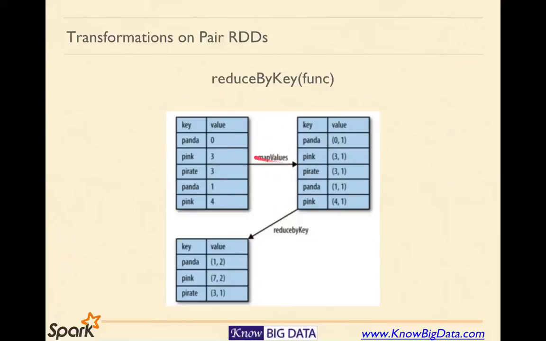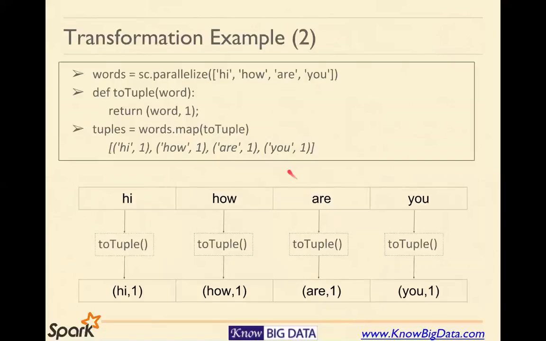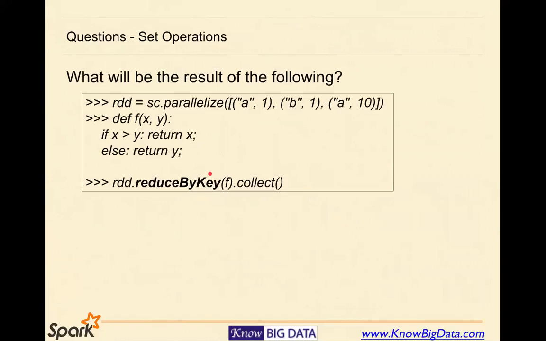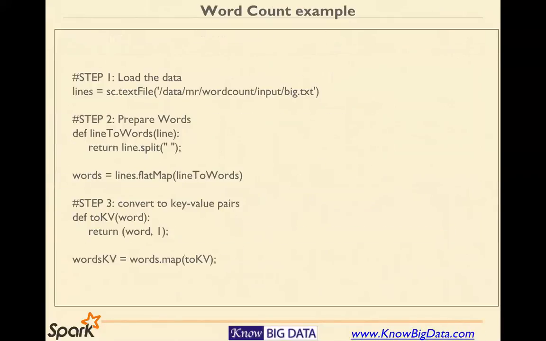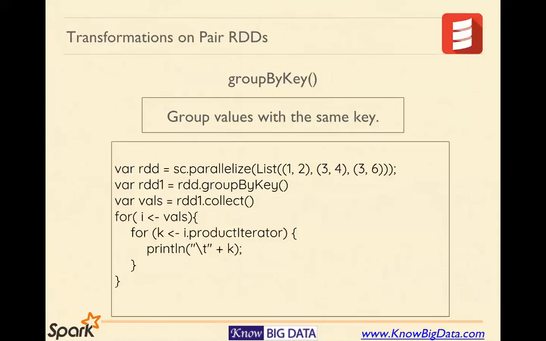So if we are saying map values, this is getting converted. So panda is getting converted like this. So we are saying 0, 1, 3, 1, and so on. And then reduce by key is basically bringing all the values of panda together. So this is what we were doing earlier while we talked about word count. We converted into tuple and then ran this operation. All right, so we have already done this part.